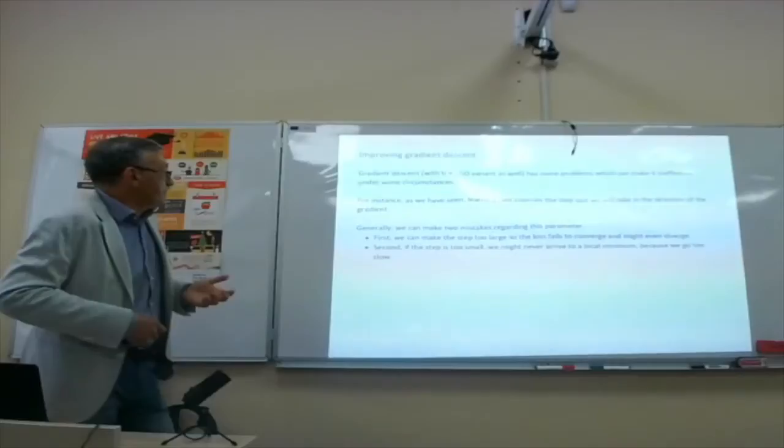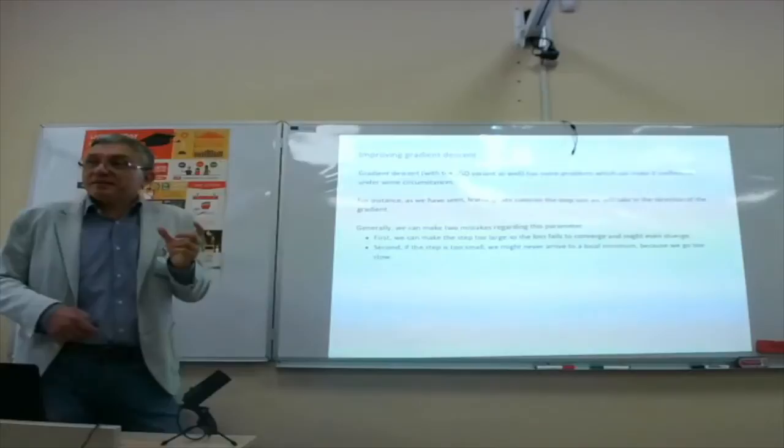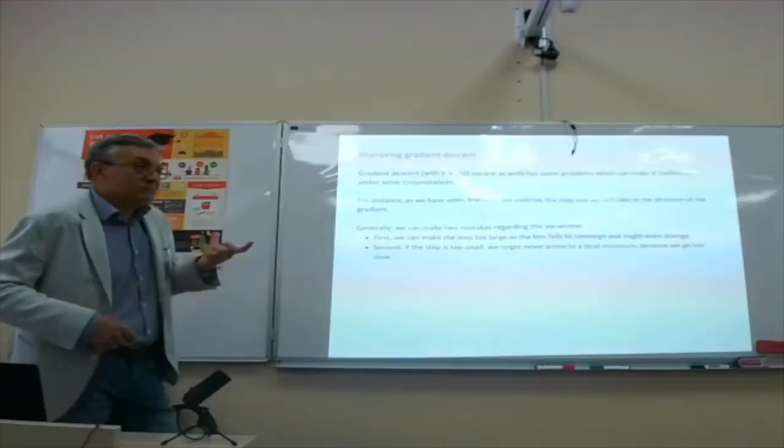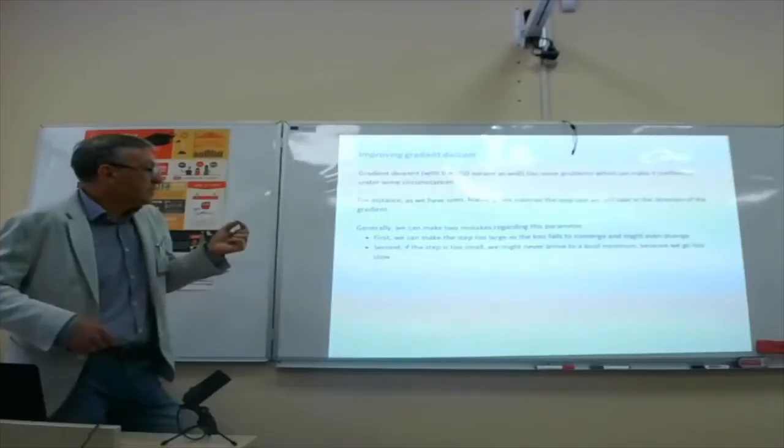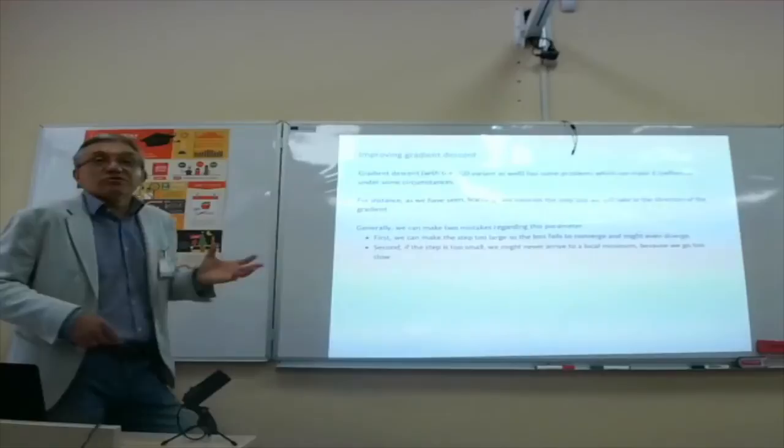Generally, we can make two mistakes regarding this parameter, the learning rate. The first one, we can make the step too large, so the loss fails to converge and might even diverge. The second one, if the step is too small, we might never arrive at a local minimum because we go too slow.